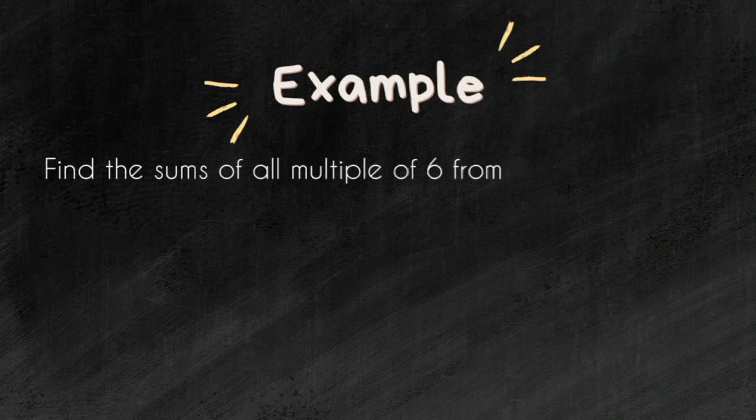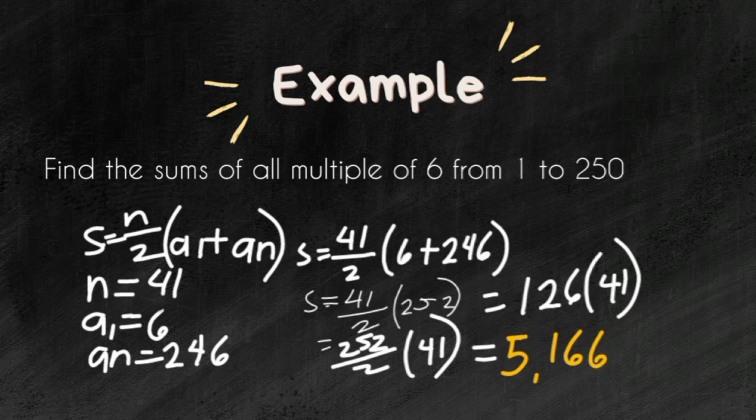Now let's have an example. Find the sum of all multiples of 6 from 1 to 250. Let's just follow the formula. S equals n over 2 multiplied by a1 plus an, where the number of terms is 41, the first term is 6, and the last term is 246. So let us divide 41 by 2 and add 6 plus 246.